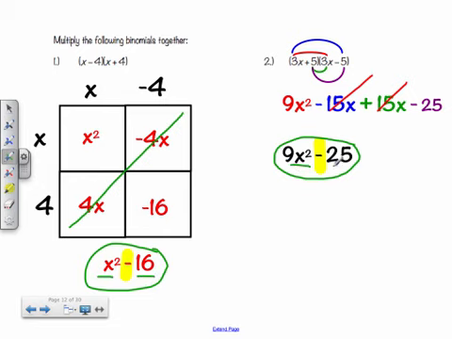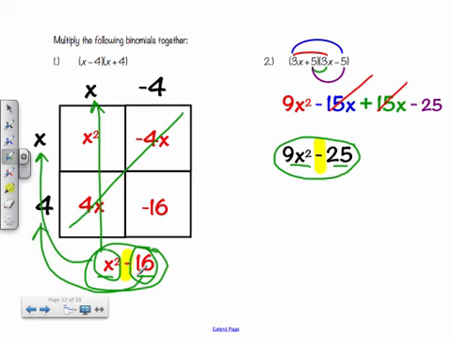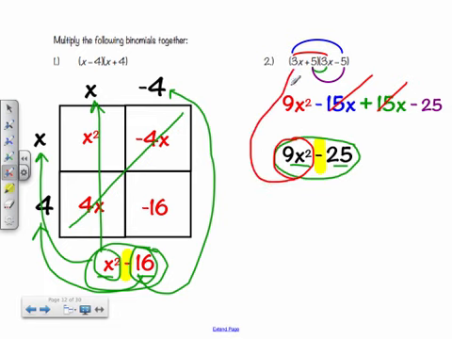They're numbers that can be square rootable. So the square root of x squared is x, and the square root of 16 is 4. And if you notice right here, remember the square root of x squared is x, you have an x right here and an x right here. And the square root of 16 is 4. You've got the 4 here and the 4 here. Okay. Similarly, 9x squared, the square root of 9x squared is 3x, which you have right here and right here. And the square root of 25 is 5, which you have right here and right here.